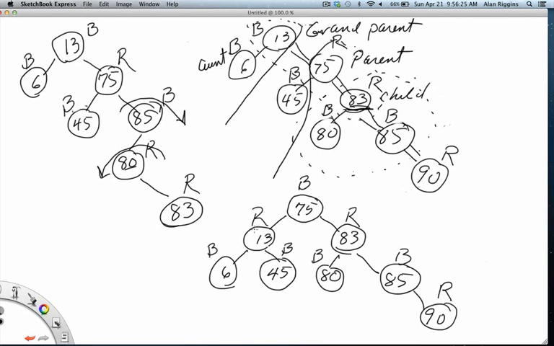Well, now we have 1, 2, 3, 4 leaf nodes, but again, the 90 back to the 75, there are 2 blacks. The 80 back to the 75, there are 2 blacks. The 45 back to the 75, there are 2 blacks. The 6 back to the 75, there are 2 blacks. So again, I'm going to go ahead and copy this tree up to the corner and clear our space so we can continue this demo.